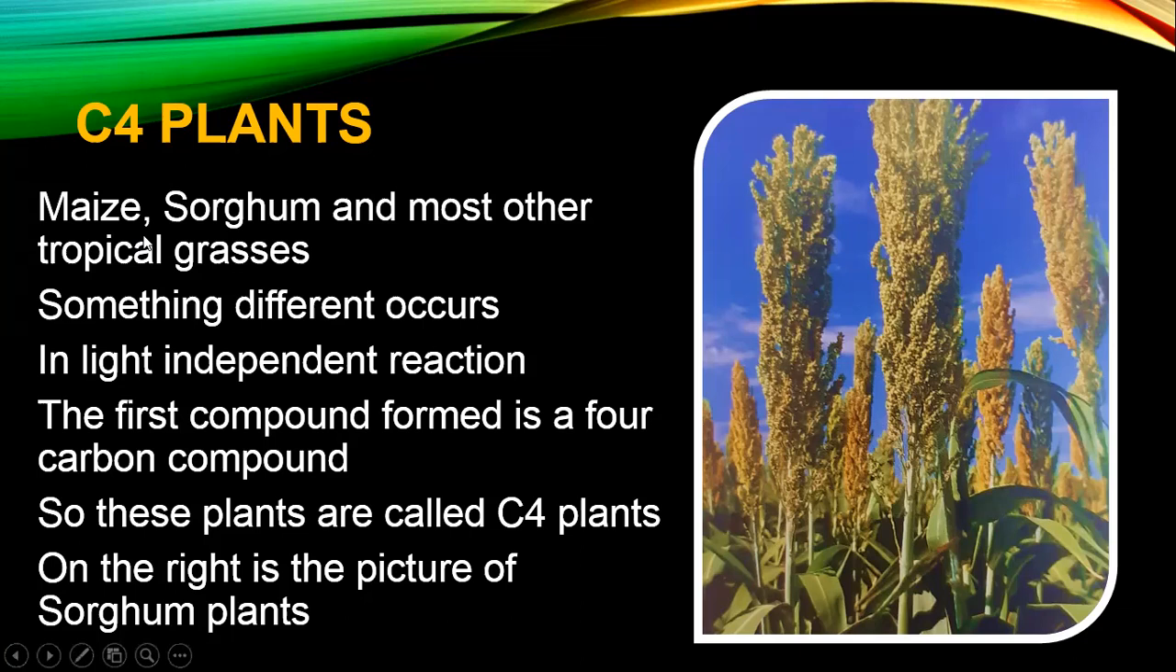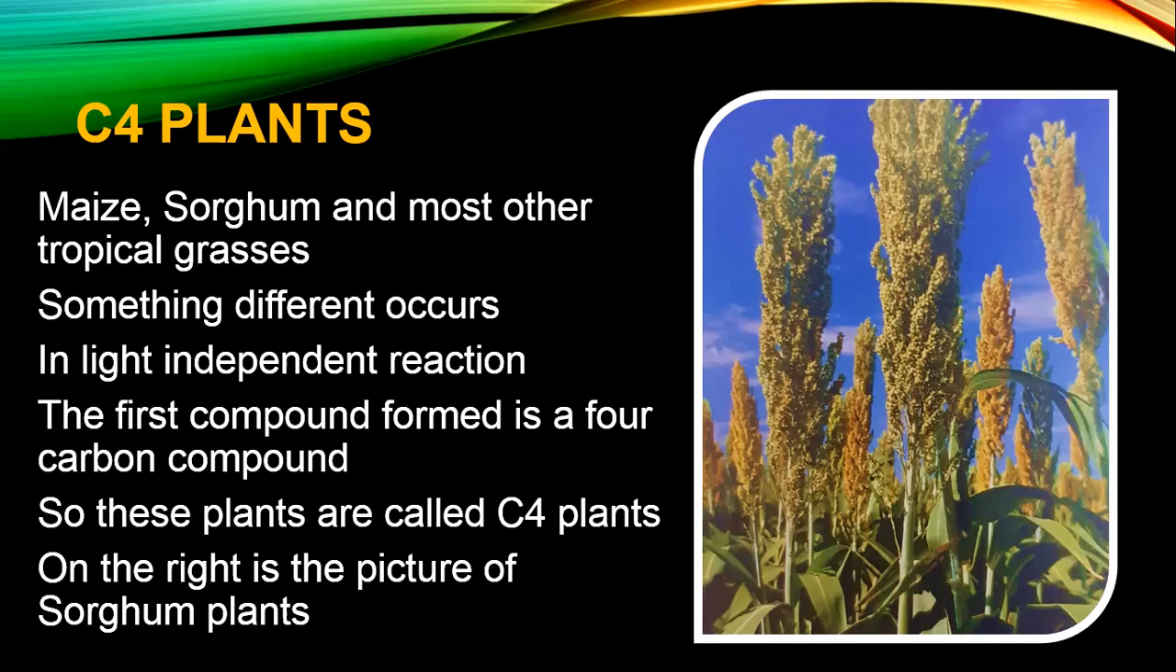So maize, sorghum, once again millet, sugarcane, and many other tropical grasses, the situation is different. Something different occurs during the process of photosynthesis, particularly in the light independent reaction. In the light independent reaction, the very first compound formed is a 4-carbon compound. So that's why these plants are called C4 plants.